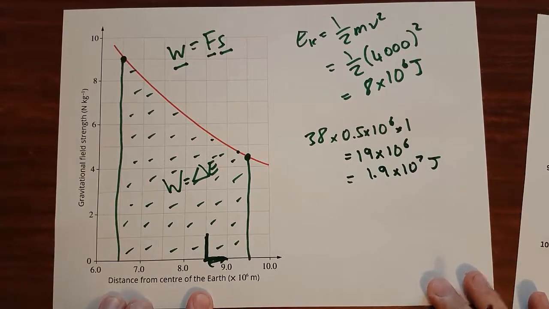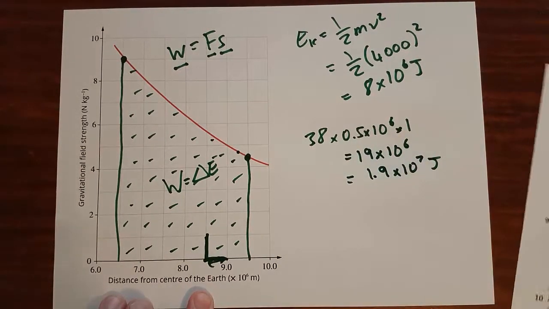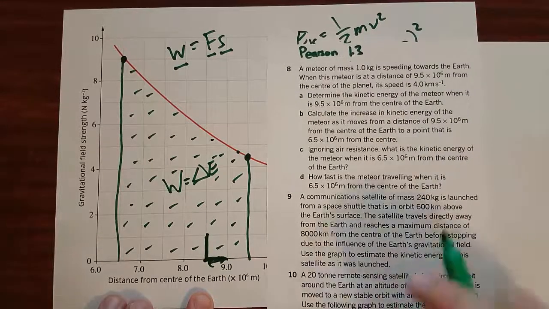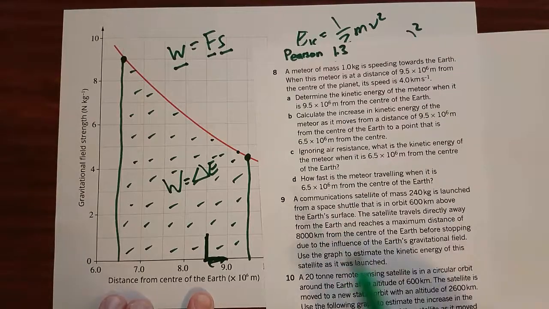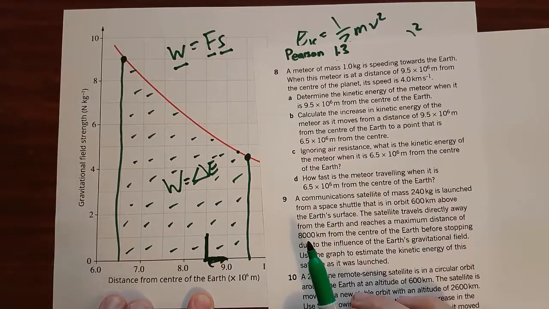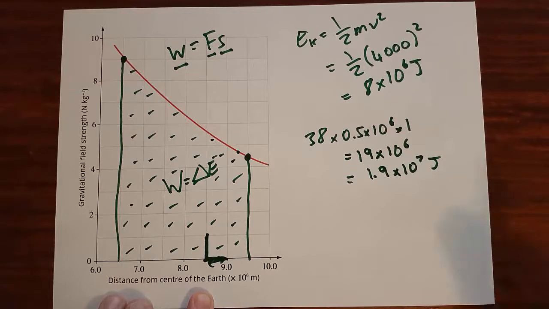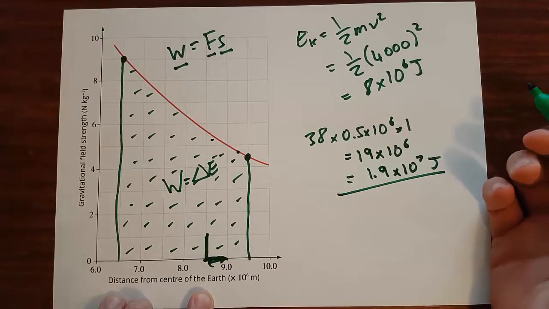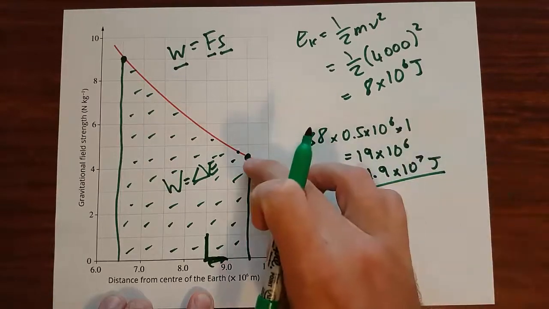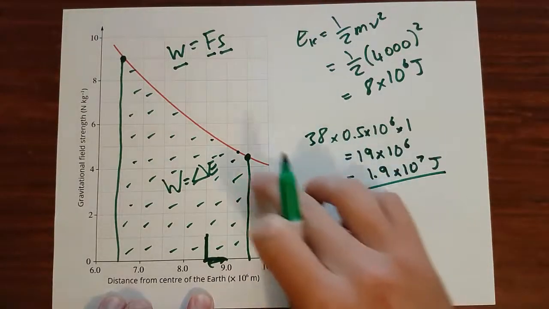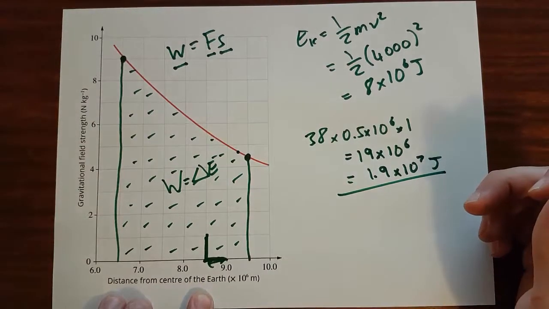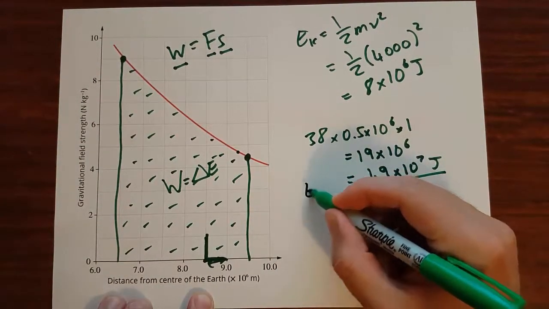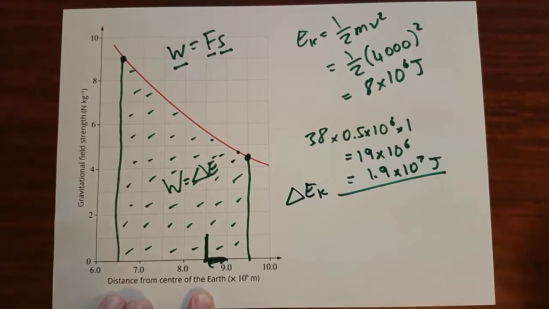Alright. So let's have a look at the last question now. How fast is the meteor travelling when it is 6.5 times 10 to the 6 meters from the center of the Earth? Alright, so this here represents the work done, or the change in energy, and that energy is going from potential energy at the top as it's falling. It now comes over here, and it ends up all turning into kinetic energy. So this here is your change in kinetic energy, I suppose.